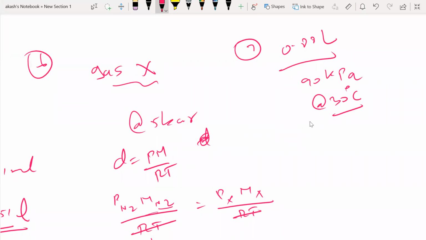Okay, I'll repeat the question one more time. What mass of neon gas should be introduced into an evacuated vessel of volume 0.88 liters to produce a pressure of 90 kilopascal at 30 degrees Celsius? This is obviously from the ideal gas equation. There is no other way.